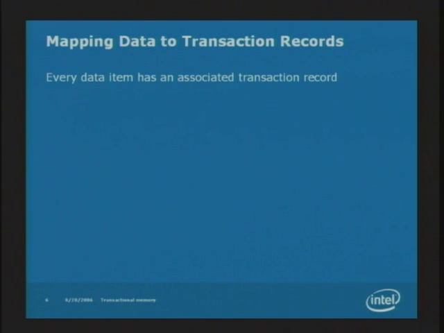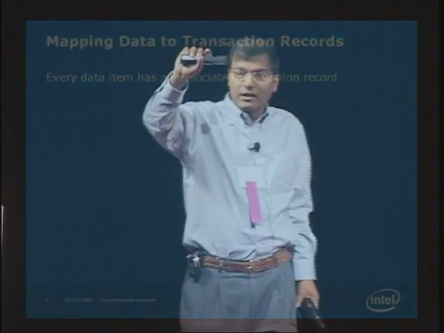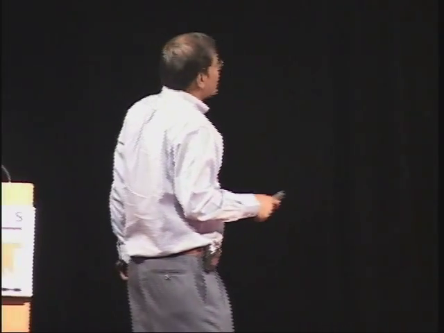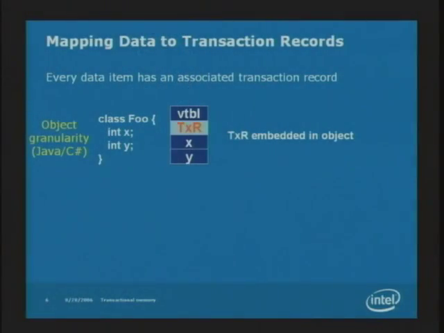Now, how do we map data to transaction records? Every piece of data that could be accessed by a program somehow needs to get associated with this guard that protects access to it. If you have a managed language, such as Java or C#, then we add an extra word to the object layout. So in some sense, this transaction record guards access to all of the fields in that particular object.